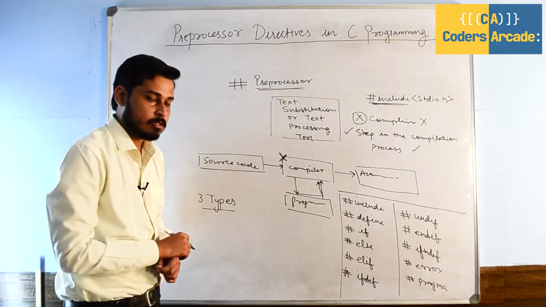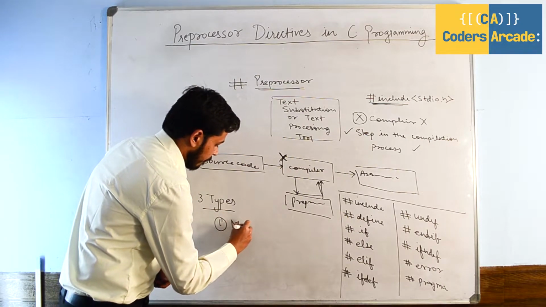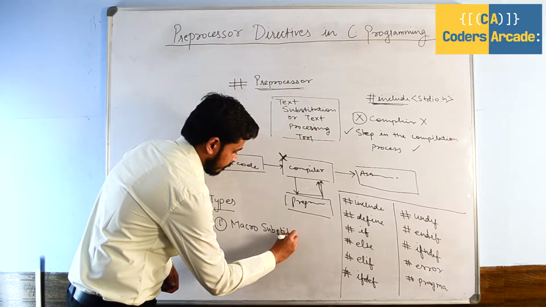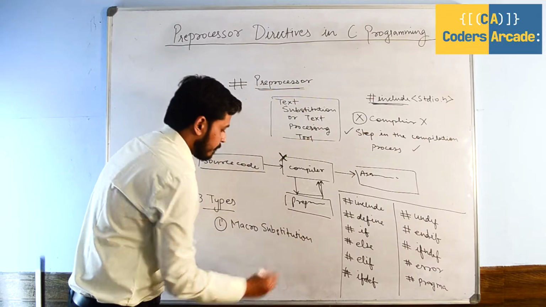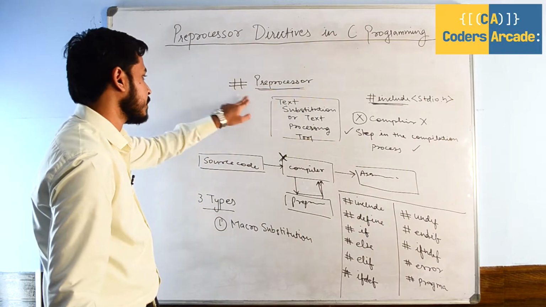What are the three types? The first one is macro substitution directive. Macro substitution directive is the first type of preprocessor directive.